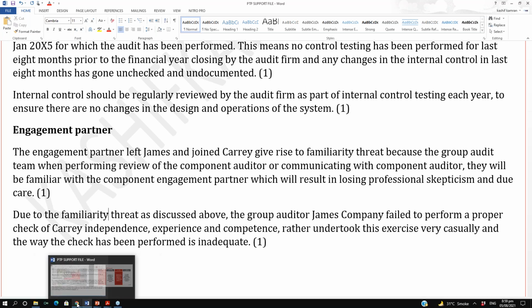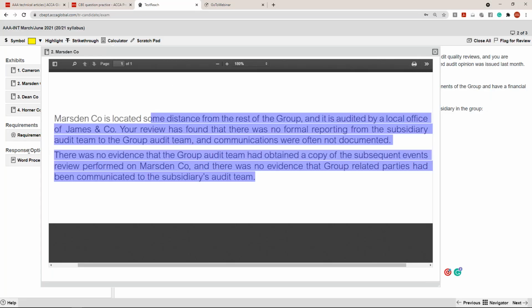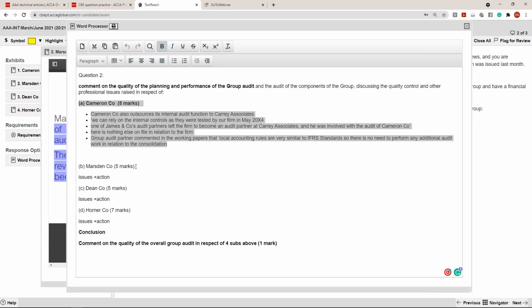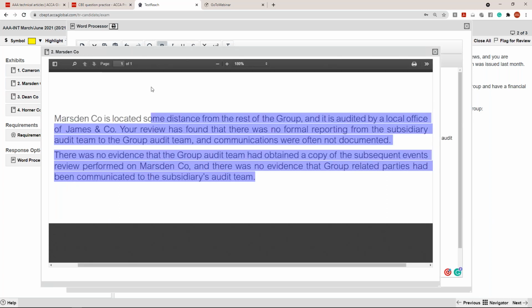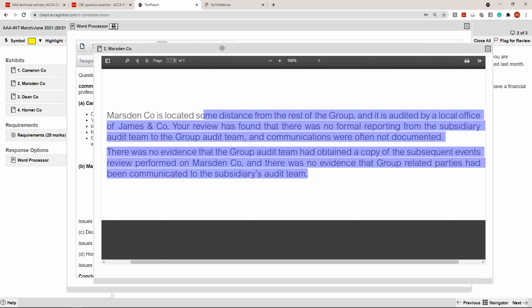Okay, you go back to the next situation. Is everyone ready for the second situation, Marston Company? So you open your word processor and you put the next heading, Marston Company. And in the Marston Company, you start reading the case, and any problem you identified, you will start putting it under the Marston Company. Okay, let's read the Marston Company, right?